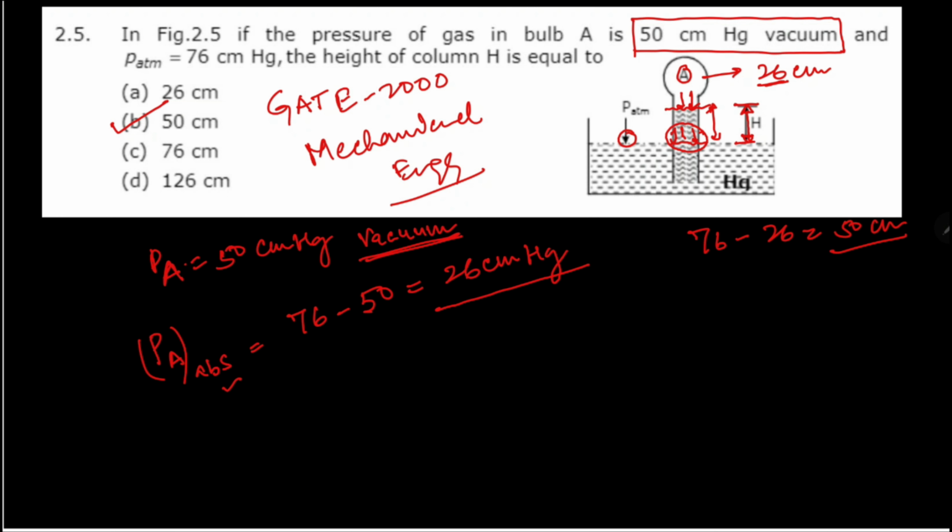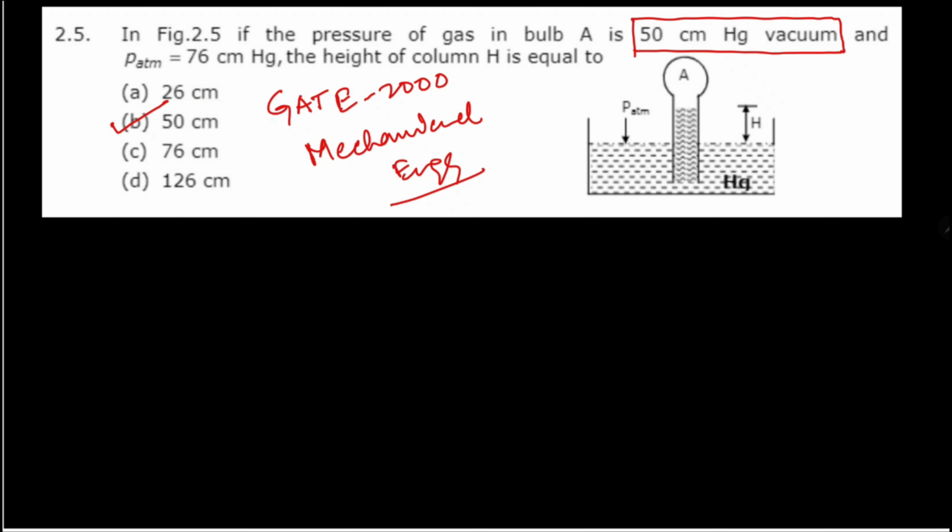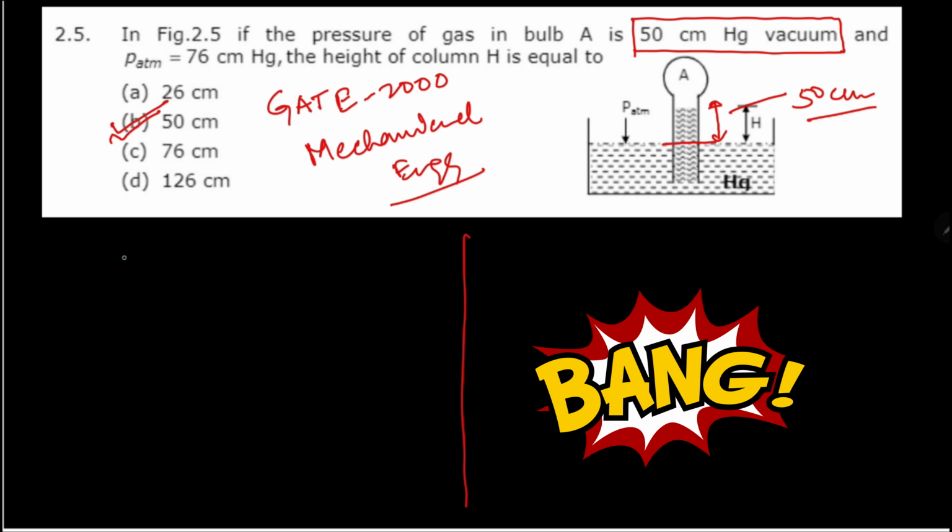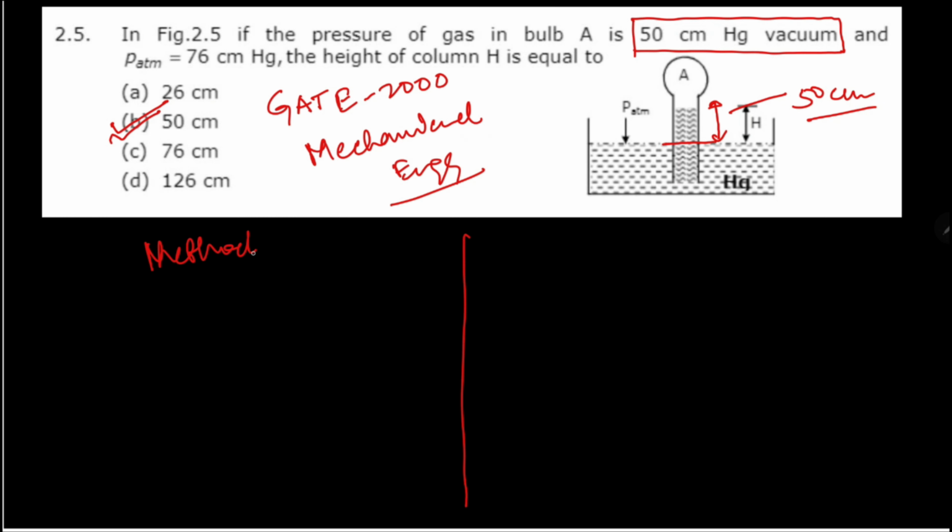Now this was a very tricky problem. The same problem can also be done using another method. If it says 50 centimeter Hg vacuum, that means the pressure at A is short by 50 centimeter Hg with reference to the atmospheric pressure. So you can directly figure out that if it is short by 50 centimeter Hg column, then the additional pressure you need to make it equal to the atmospheric pressure will be 50 centimeter Hg. A straightforward answer. So the same problem you can solve by method 1 and method 2 that we discussed.